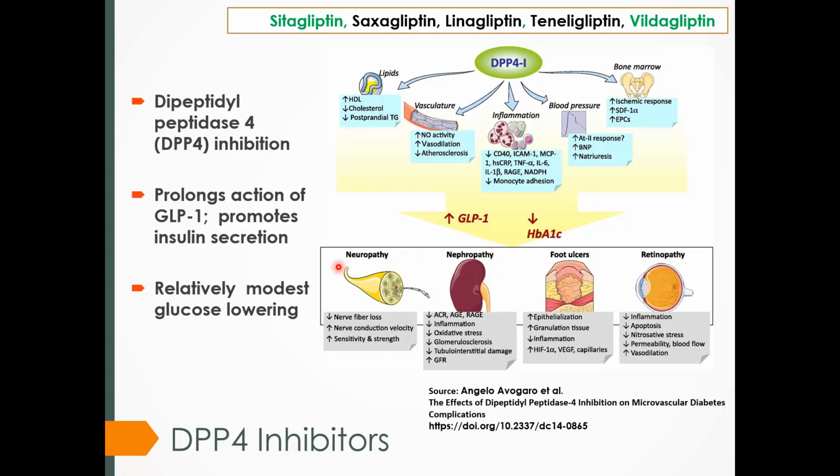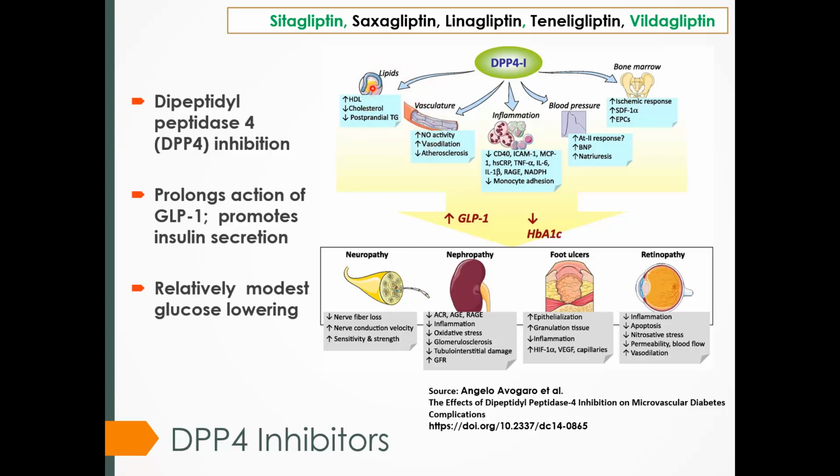So these are all the different complications, microvascular and macrovascular complications of diabetes mellitus: the neuropathy, nephropathy, foot ulcers and retinopathy. We will discuss this in the next class. But for today, you understand that the DPP4 inhibitors have multiple roles throughout the body.